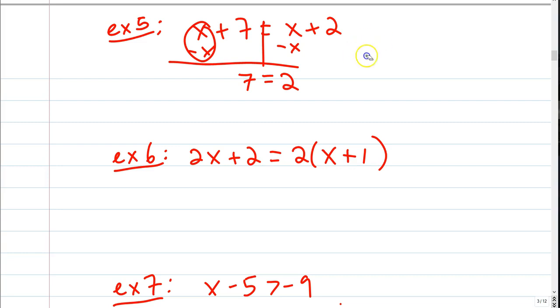Therefore, this has no possible solution. The book will call that a contradiction. There's nothing I can do to make this true.